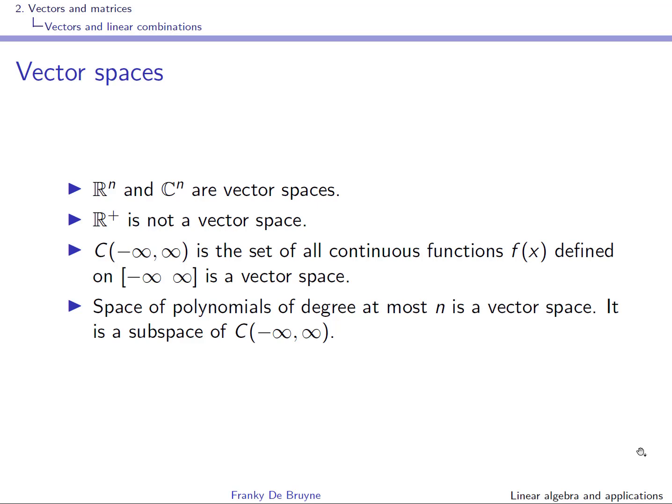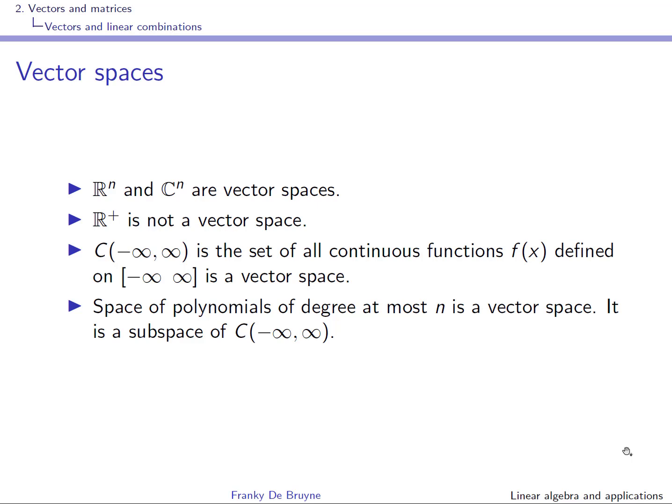For instance, if you take the set of all continuous functions f of x, where x is defined on the interval minus infinity, infinity, it is also a vector space. Because if you take two functions in this set and start taking linear combinations of these two functions, you'll obtain continuous functions defined on the same interval. So this produces a vector space. You can do the same, for instance, with the set of polynomials of degree at most n, and show that it's also a vector space.